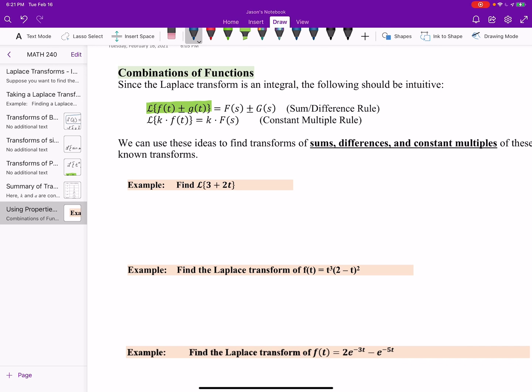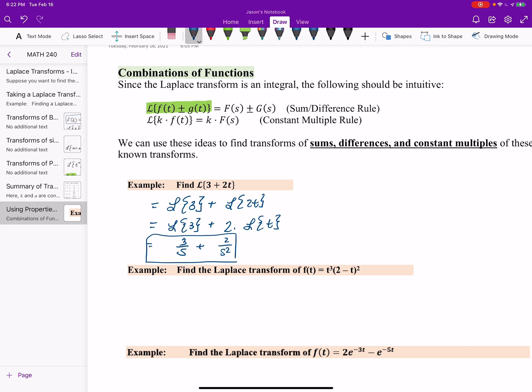So let's look at this with the next couple examples. The Laplace transform of 3 plus 2t. Well, I know that that's going to be the Laplace transform of 3 plus the Laplace transform of 2t. Now, I know what the Laplace transform of t is, so I'm going to write that as the Laplace transform of 3 plus 2 times the Laplace transform of t. Remember, the Laplace transform of 3 was 3 over s, and the Laplace transform of t was 1 over s squared, and if we're multiplying by 2, there's the Laplace transform of that function.